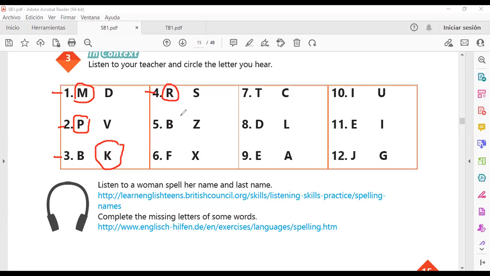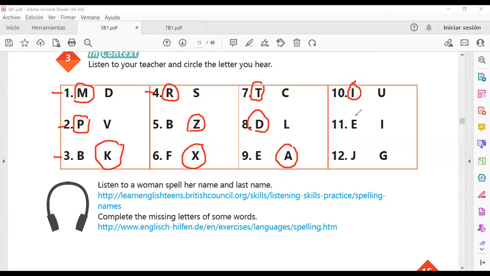Number five? C. Number six? X. Number seven? T. Number eight. D. Number nine. A. So you hear A. Number ten. I.